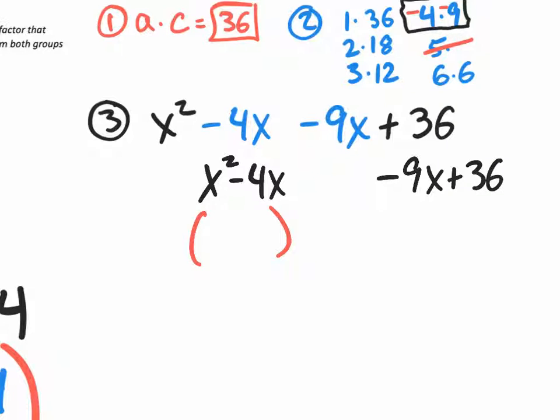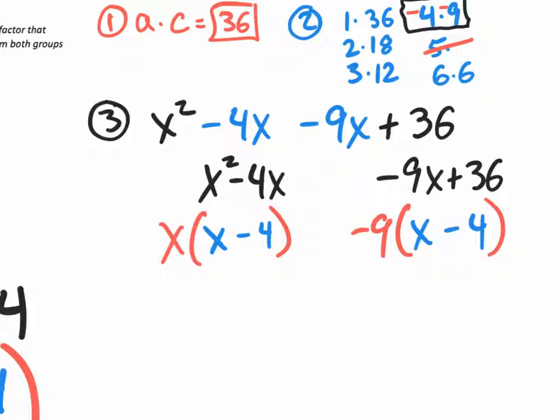What could you factor out of the first group? X. What's left on the inside? Minus 4, okay. What could I factor out of the second group? 9, but what's better than 9? Negative 9, right? If you just pulled out a 9, you'd end up with a negative term right here, and we want it to be positive. So if you pull out a negative 9, you really will just have an x left over on the inside. And what else will we have right here? A minus 4. Perfect. And that's what we wanted.